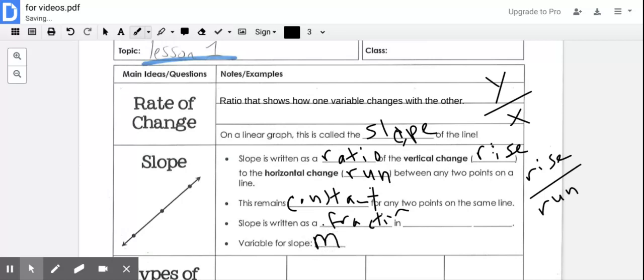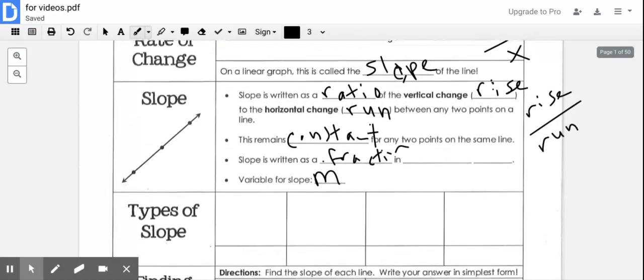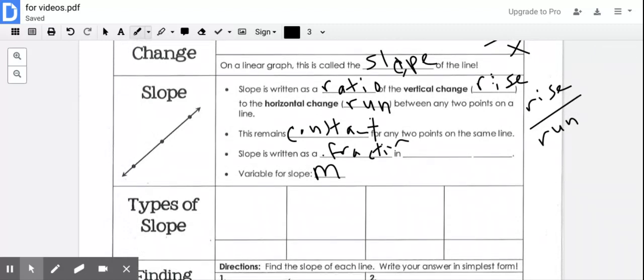And I don't know where they get the letter m, but if you remember from last year, like if I said I made $5 per hour, that equation would be y equals 5x. And so this 5 is your slope. And then those equations were y equals mx. So m is your slope. You always take your slope times your x variable. Okay, so there's 4 different types of slopes.